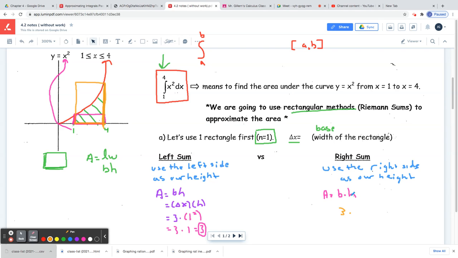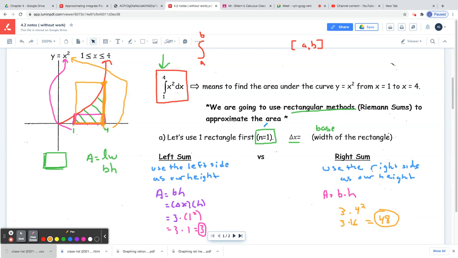Now how do I figure out this height right here? I need to figure out the y coordinate of this point up here. How do I do that? I take 4 and plug it in for x. So it's going to be 4 squared, which is 16. 3 times 16 is 48. So with a right sum, with one rectangle, you get 48.